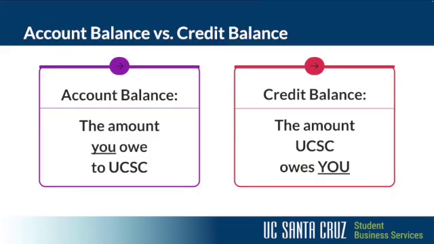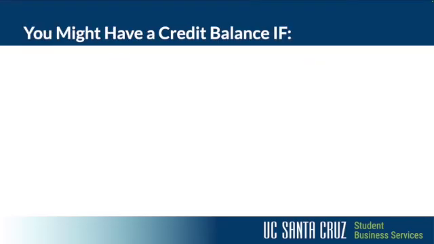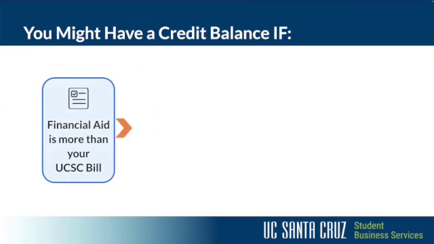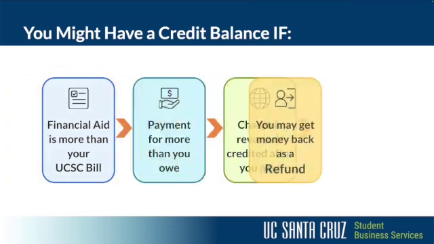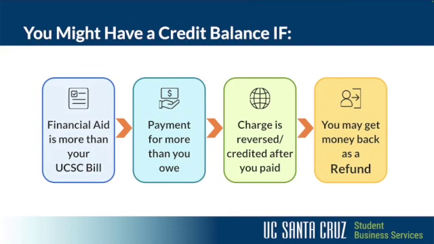The balance in your UCSC account is the total amount you owe to UC Santa Cruz. But you can also have a credit balance in your account, which is an amount UCSC owes you. Credit balances can happen if your financial aid is more than you need to pay your UCSC bill, if you make a payment for more than you owe, or if a charge is reversed or credited to your account after you've already paid it. If you end up with a credit balance and there are no new charges to pay, you may get the money back as a refund.